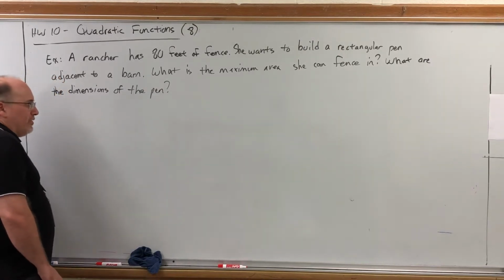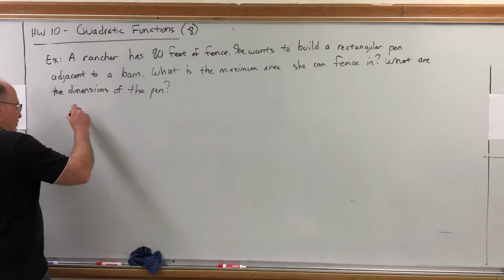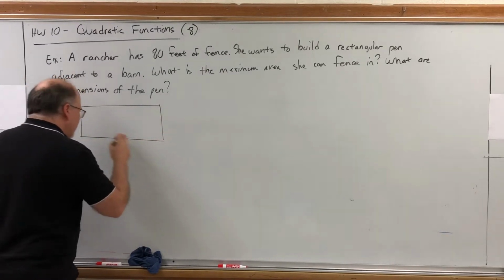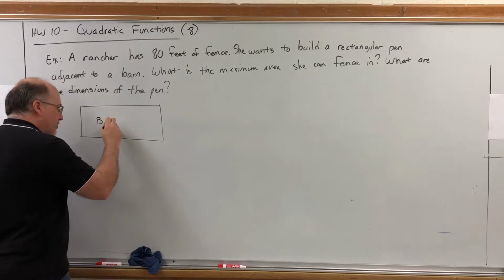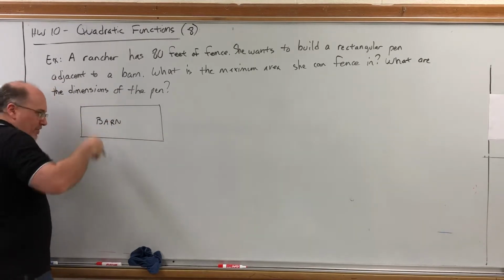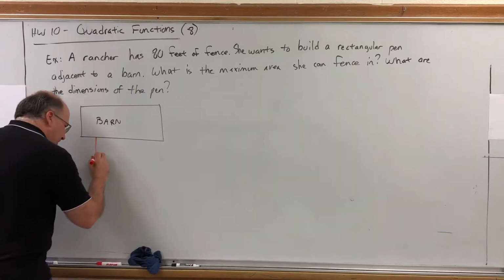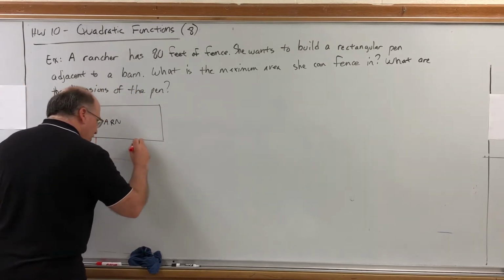To get this started, it would help to have a good picture. I can't draw a good picture, so I'm just going to draw a basic one. Let's pretend this is a bird's eye view of a barn. So we're looking up from above, and here's a barn. This rancher wants to build a rectangular pen adjacent to the barn.